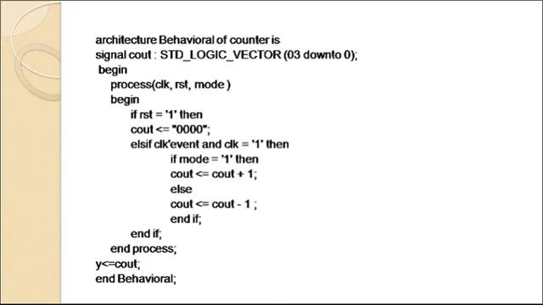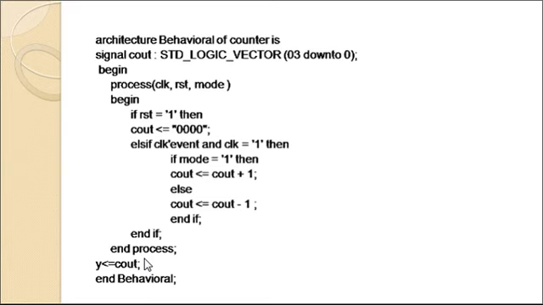Now this end if is for mode. This end if is for this if, and this end if is for this reset one, that is this if. End process. Now outside process, your output is Y, and Y is assigned C out. End behavioral.